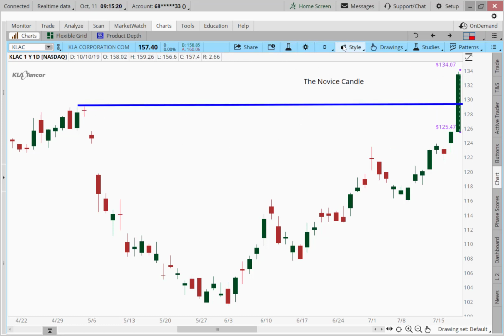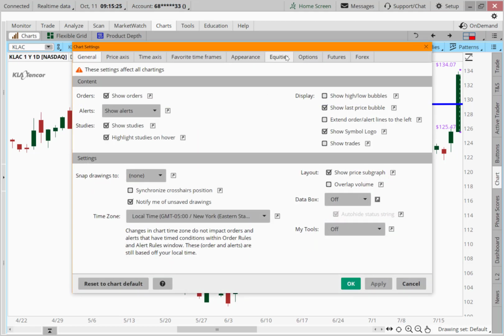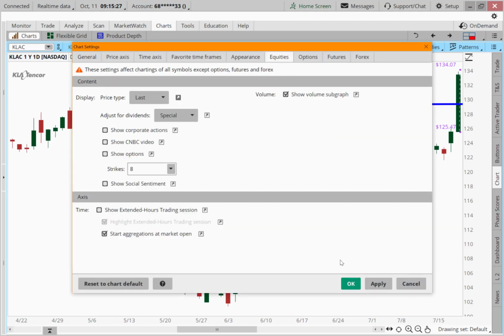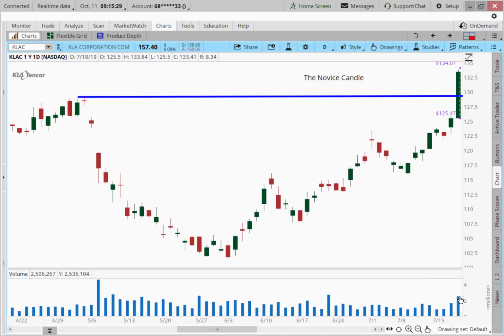One of the things you'll usually see accompanying this, and let's see if it's there, is an increase in volume. So if I take a look at my volume, yep, what do you notice right there? There's an increase in volume, much higher volume than we had previously. That's a warning sign for the pros to take advantage of the novices.